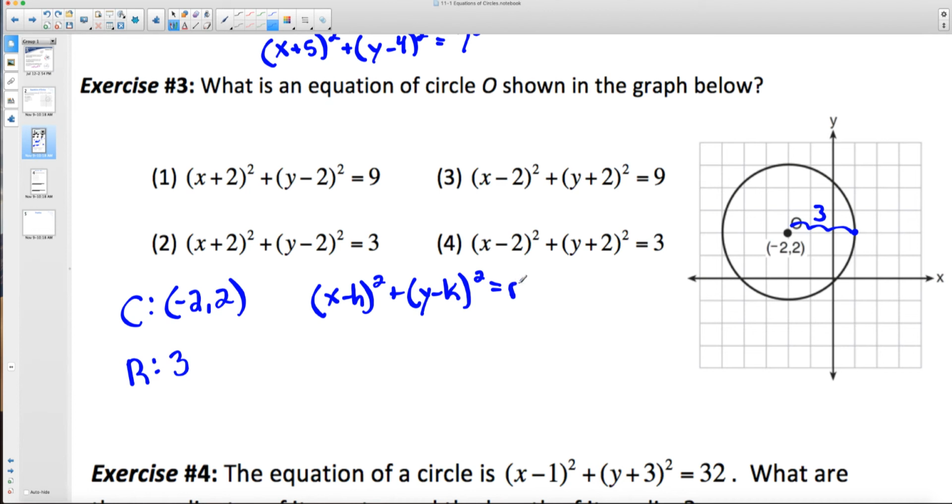And we'll go ahead and put it into our equation of a circle. So x minus a -2. X minus a -2 is x plus 2 squared plus y minus 2 squared equals radius squared, so r squared. 3 squared is 9. Okay, that's looking like it is choice 1.